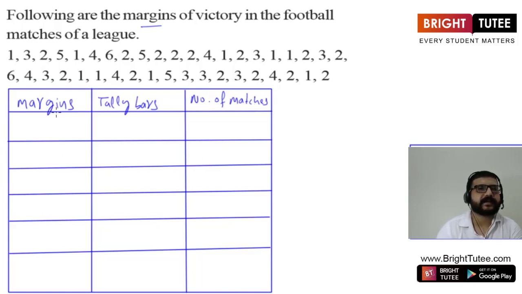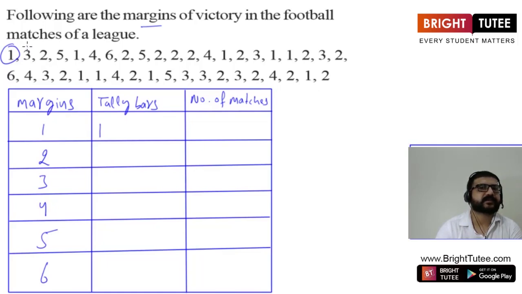Now let's write all the different observations in the first column. As we can see from the data, the different observations are 1, 2, 3, 4, 5 and 6. These are the different observations. Now let's start from the first observation. The first observation is 1. So we will make one tally bar in front of 1.